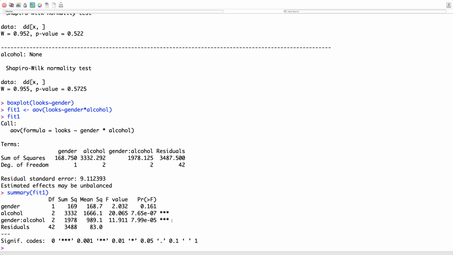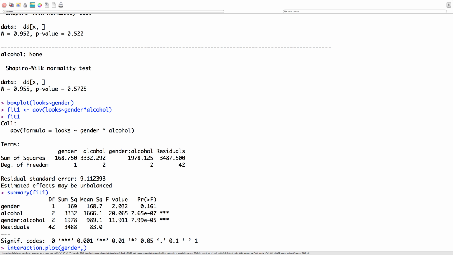So the next thing I'd want to do is look at an interaction plot, a marginal means plot, and those are really easy to get. Now, what I want to do here is put in my factor, and I'm going to show you both.